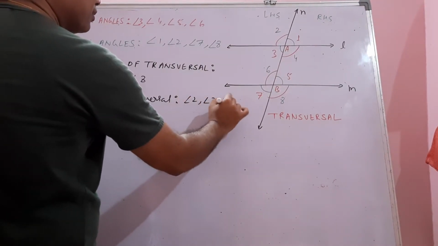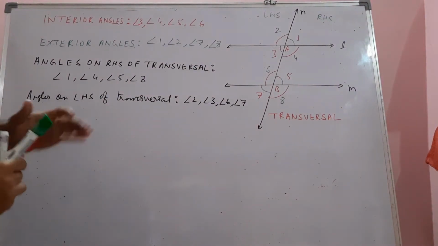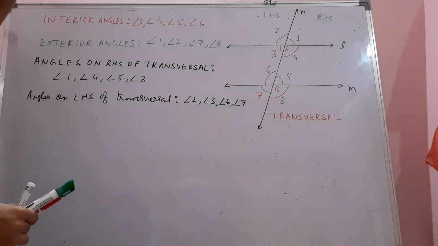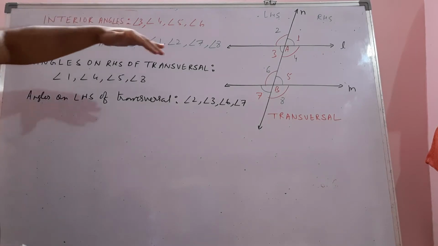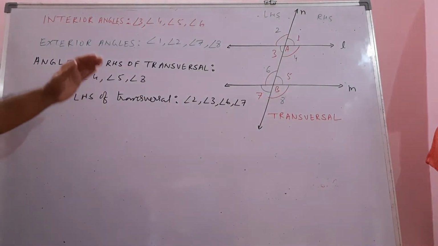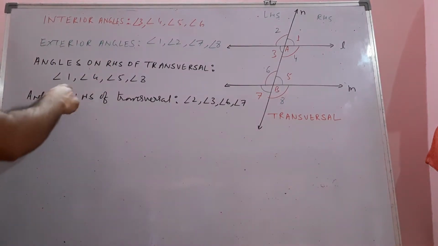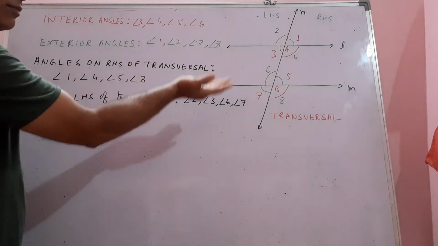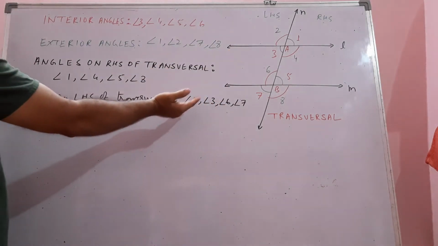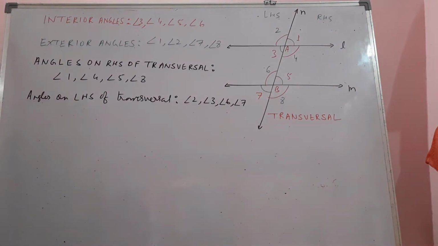2, 3, 6, 7. Okay, so now from the figure, first of all, you can divide the angles in this way. Between the lines, interior; outside the lines, exterior. On the left side of the transversal, on the right side of the transversal. That means 1, 4, 5, 8 are on the same side of the transversal. Similarly, 2, 3, 6, 7 are on the same side of the transversal. Okay, clear?